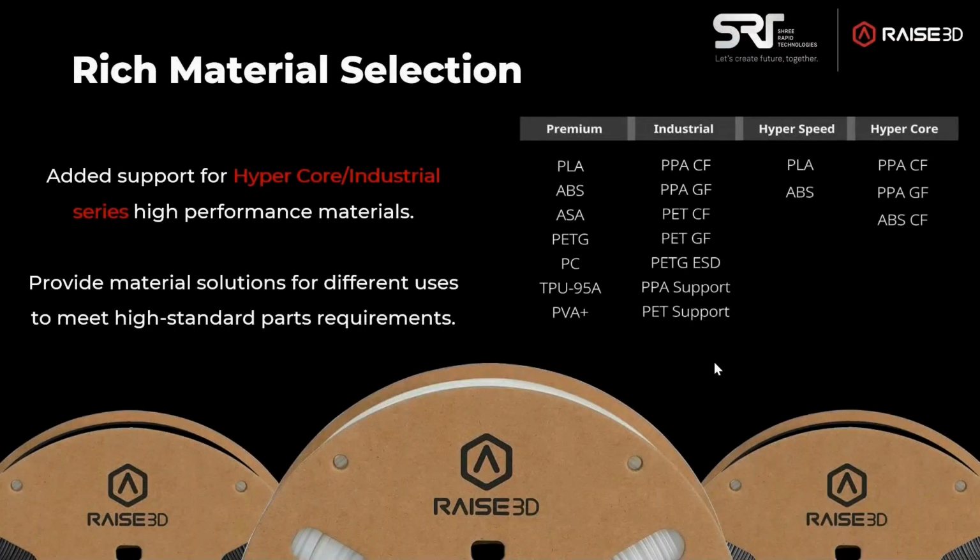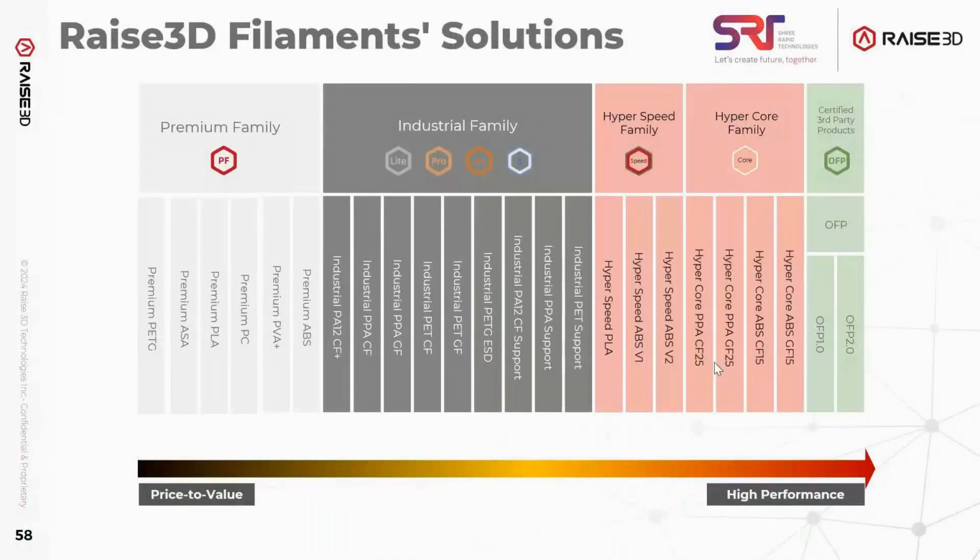It has a rich material selection, like I mentioned earlier. It can print the generic filaments like PLA, ABS, ASA, and industrial composites, hyperspeed filaments, and also hypercore composites. So basically, you can say that Pro 3 HS is the all-in-one printer where you can print a wide range of filaments. So whether it's price to value or high performance, all types of filaments can be printed.